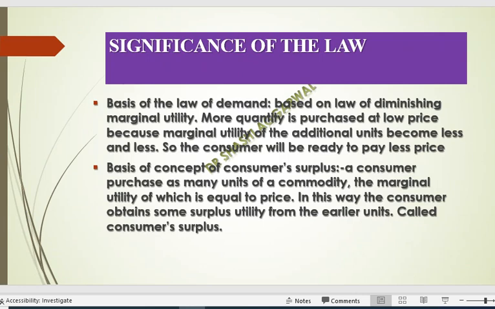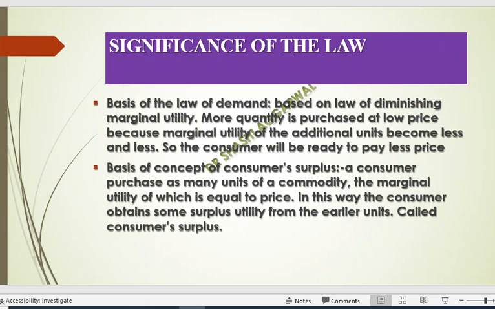It is also the basis of the law of demand. Law of demand is based on the law of diminishing marginal utility. More quantity is purchased at low price because the marginal utility of the additional units becomes less and less. So he is ready to pay the price where the marginal utility is equal to the price. So the consumer will be ready to pay less price.